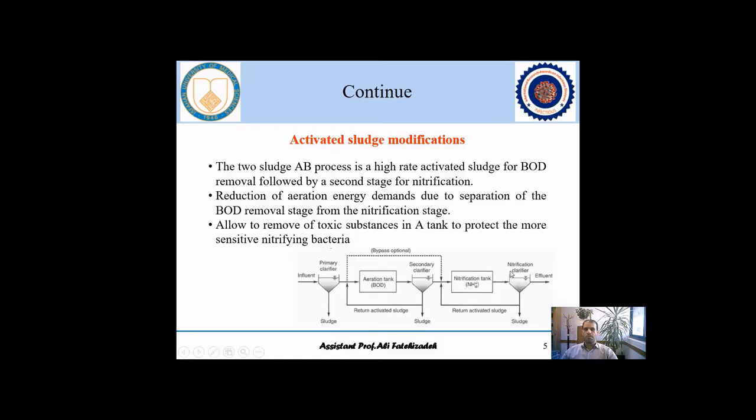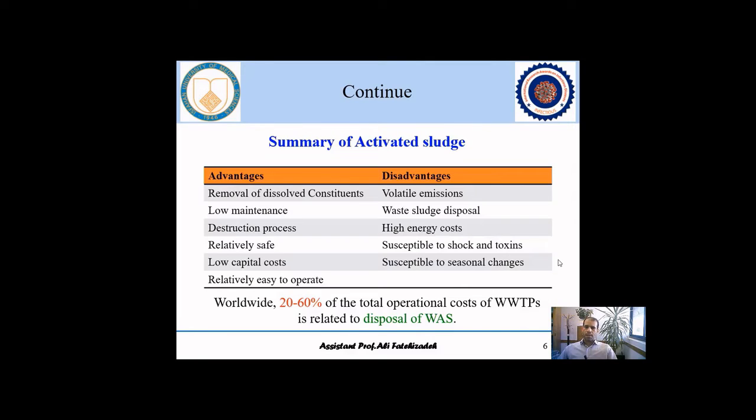The AB process can be operated with or without primary clarification, and separation of BOD removal from nitrification leads to a reduction of aeration energy demand. In addition, toxic substances entering tank A can be removed, which protects the sensitive nitrifier bacteria present in tank B. Activated sludge has some advantages and also disadvantages.